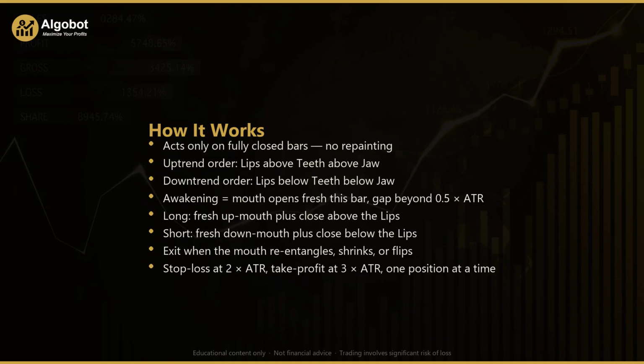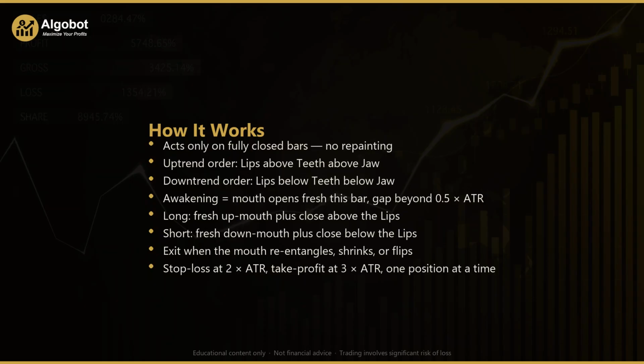For a long entry, 3 things must line up on the same closed bar. The up mouth opens fresh this bar, the gap exceeds the ATR threshold, and the closing price is above the lips line. A short entry is the exact mirror: a fresh down mouth, a wide enough gap, and a close below the lips line. Now for exits.